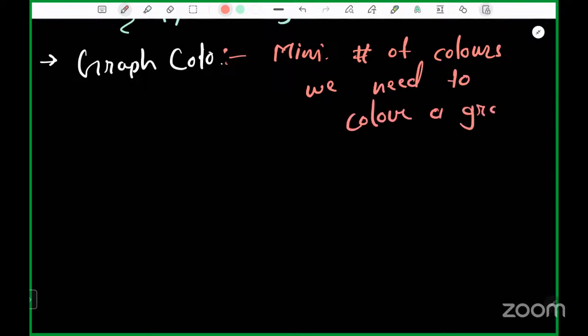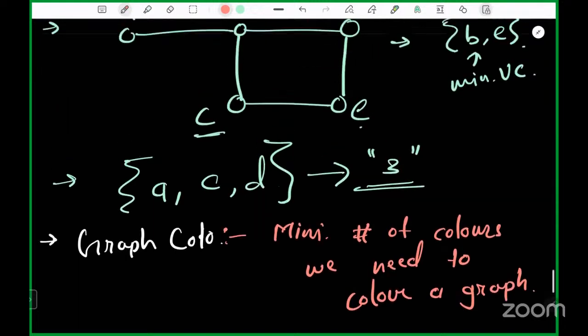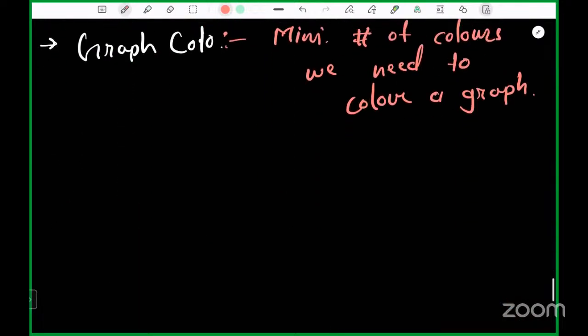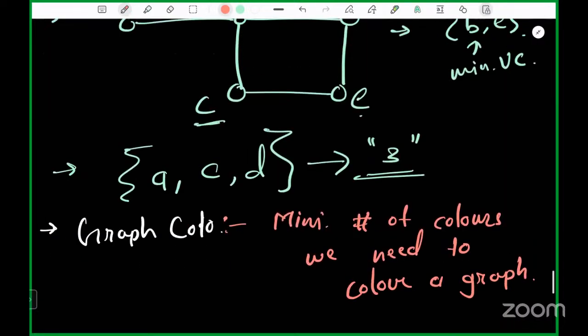Ma'am, can this also be equated to the minimum vertex cover, as minimum color? No, actually, let's see. These topics are independent from each other. So let's color this graph.